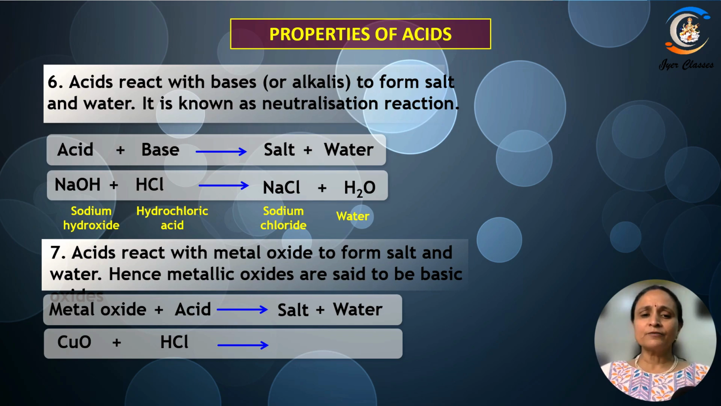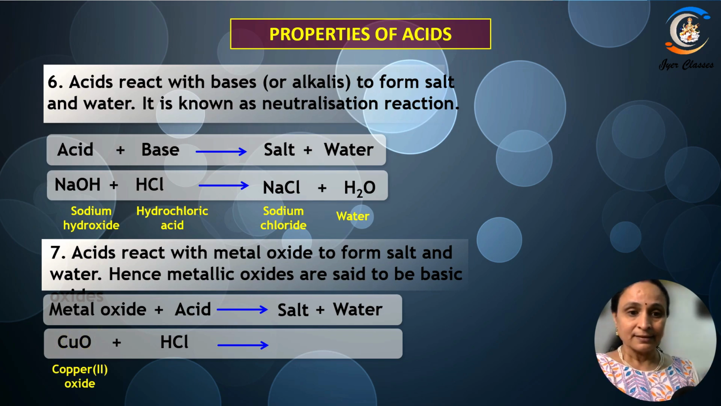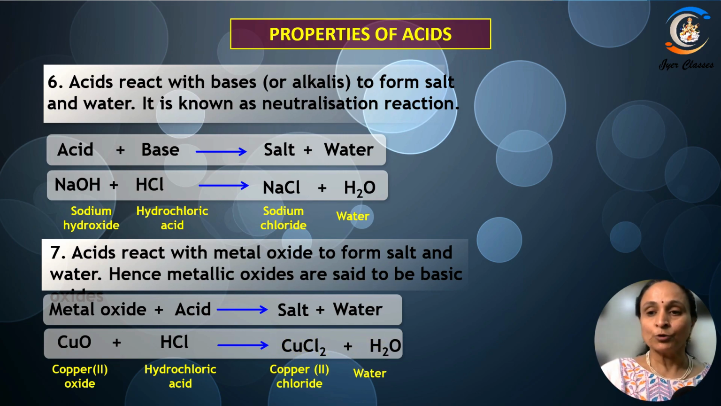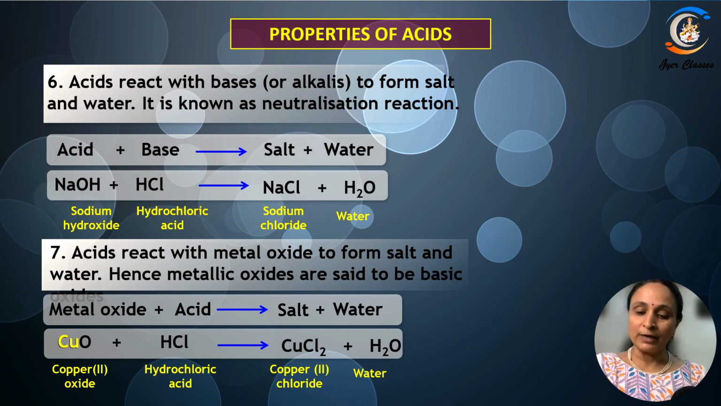Now the example is that of copper oxide. Copper oxide is a black color substance. This is cupric oxide or copper 2 oxide, which reacts with hydrochloric acid to give you CuCl2, that is cupric chloride, and also water. So this is also a neutralization reaction. Okay, right.